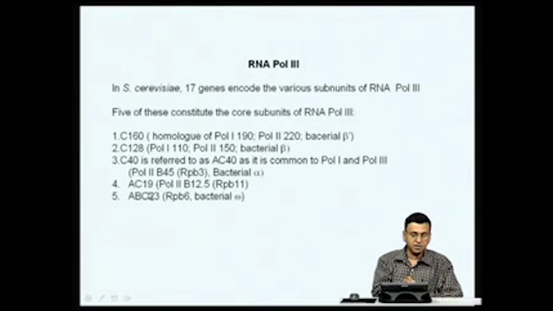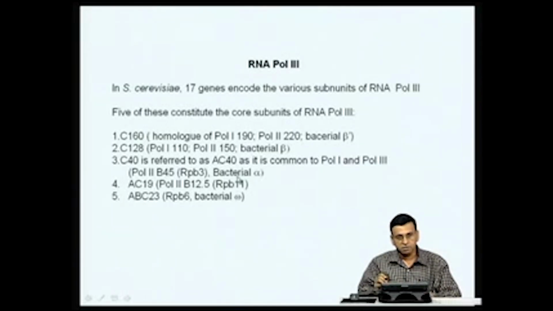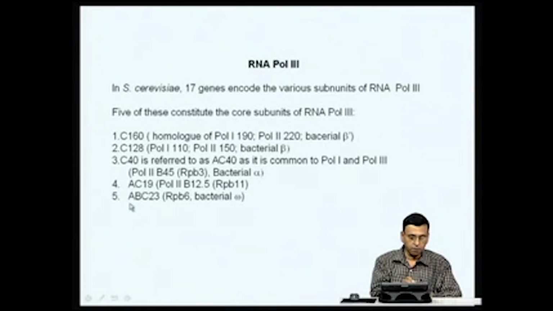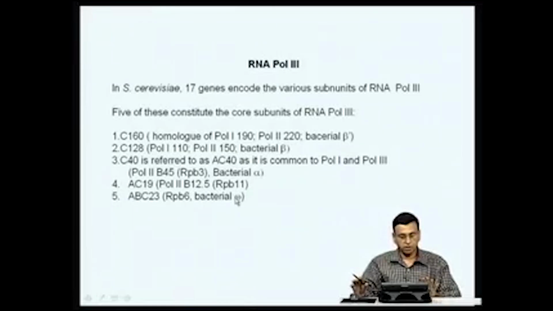Similarly, the AC19, so called because this subunit is shared by both Pol I and Pol III, has as its homolog in the case of Pol II the Pol II B12.5, also known as the RPB11 subunit. Similarly, the ABC23 is shared by all 3 RNA polymerases, namely Pol I, Pol II and Pol III, and it is known as RPB6 in the case of RNA polymerase II and is the equivalent of the bacterial omega subunit. So this has been a very brief look at the subunit structure of RNA polymerase.